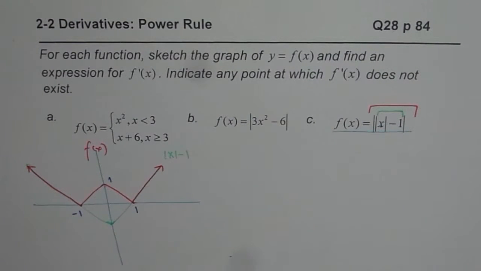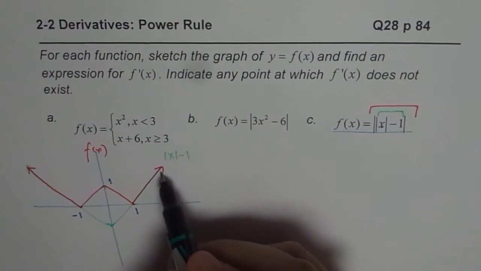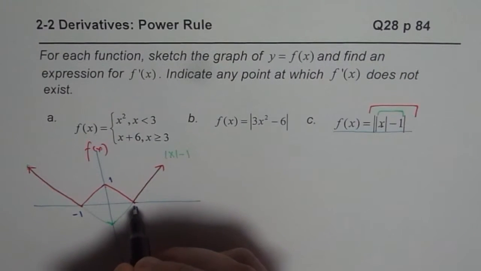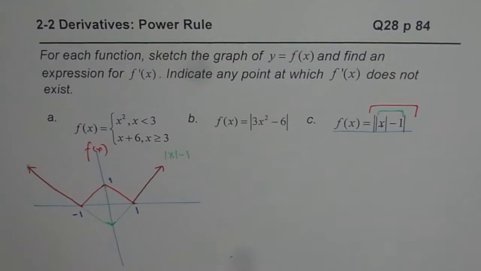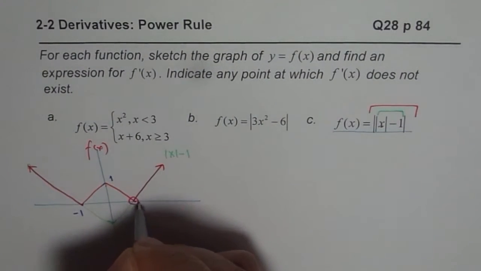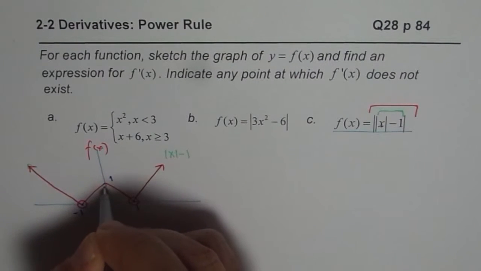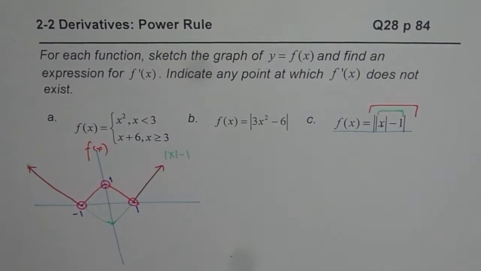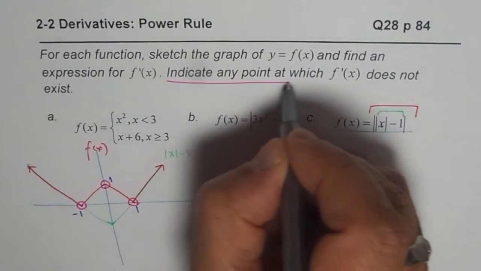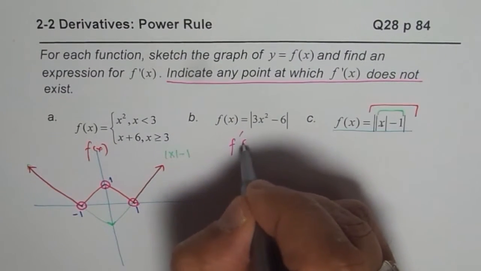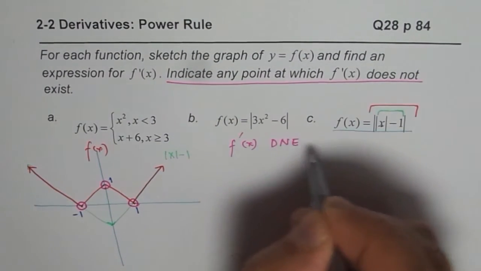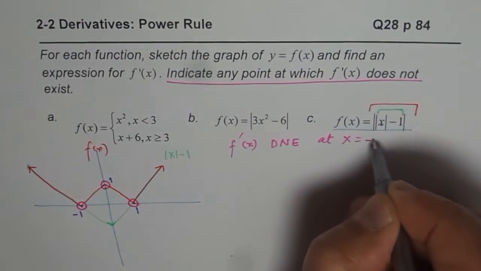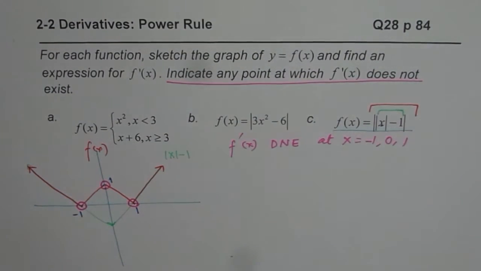Now, if that is your function, can you tell me or sketch the derivative of this function? It's not very difficult. As you can see, the slope of this line is positive from 1, and at 1 and minus 1 we have corners, so it does not exist, right? It does not exist here, does not exist here. It will not exist at this point also, because that is also a corner. So let me start with the last part, which is f dash x does not exist at x equals minus 1, 0 and plus 1. That is my first thing.